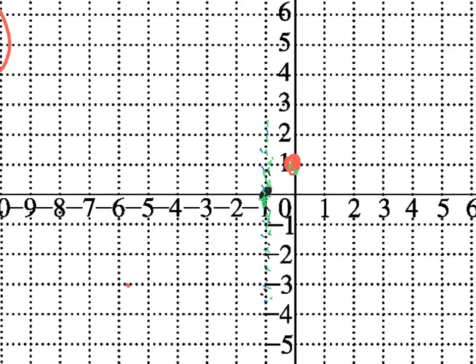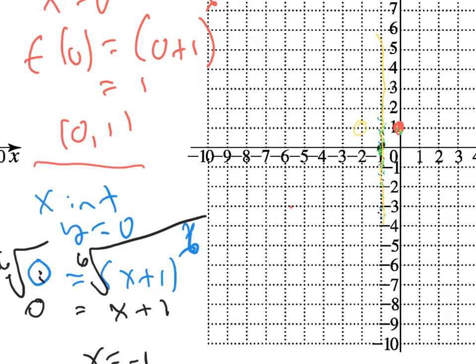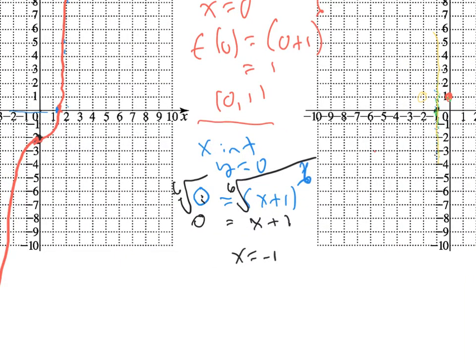Is it drawing? I don't see it. There it is. That's my line of symmetry. That must mean I have a point right here as well. Let me prove it to you. Let me plug in a negative 2. I always find one more point. What if x is a negative 2?